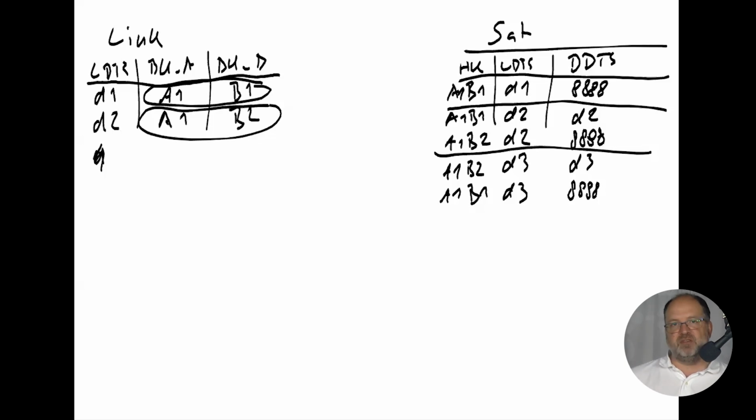If not, then we insert a delta into the satellite, where we set the deletion date timestamp, or your is active flag, for example, or is deleted flag, to the current load date timestamp when we recognize the deletion. Okay, so that's the basic idea of this.